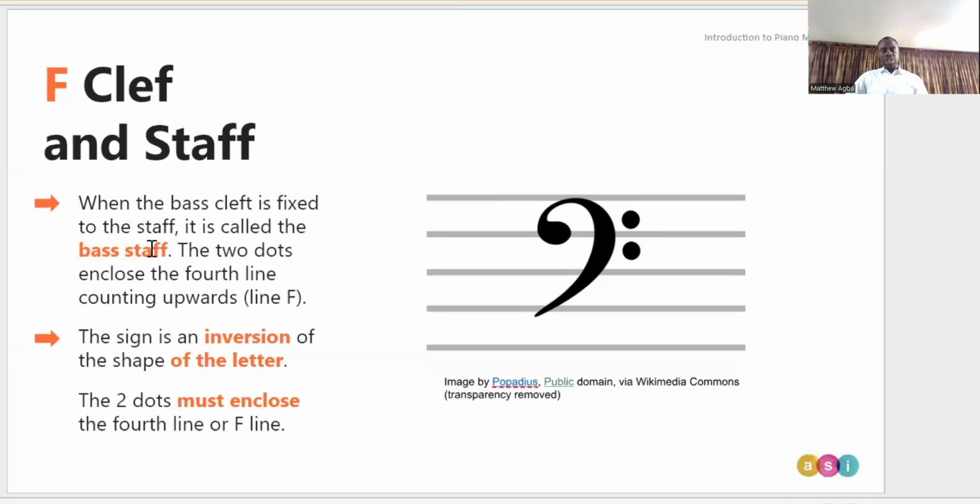When the bass clef is fixed to the staff, it is called the bass staff. The 2 dots enclose the 4th line counting upwards. The sign is an inversion of the shape of the letter F. So the two dots must and do enclose the fourth line.